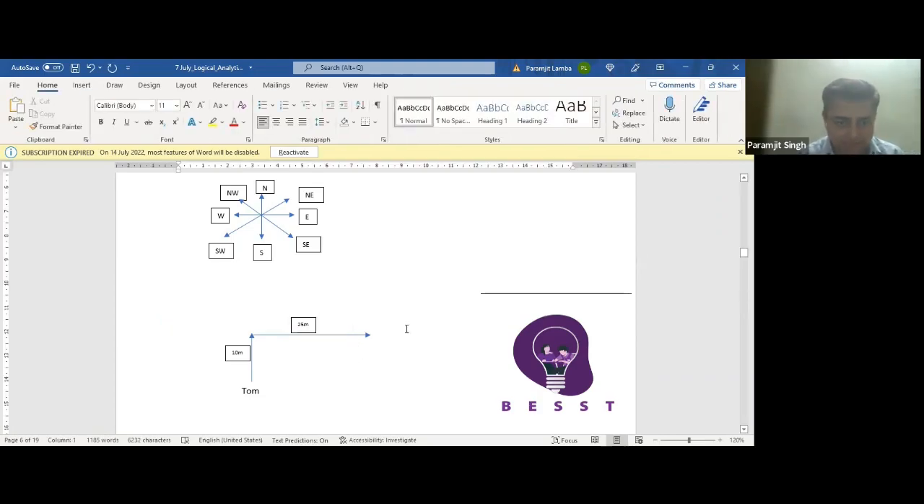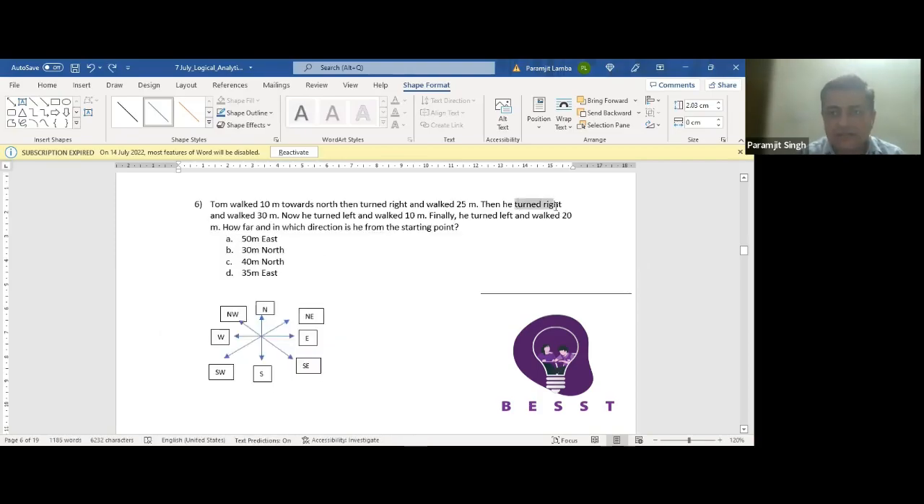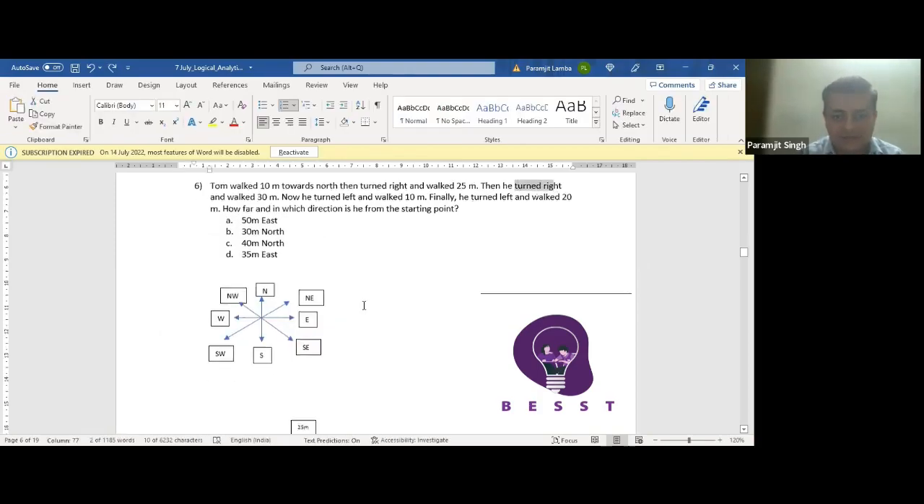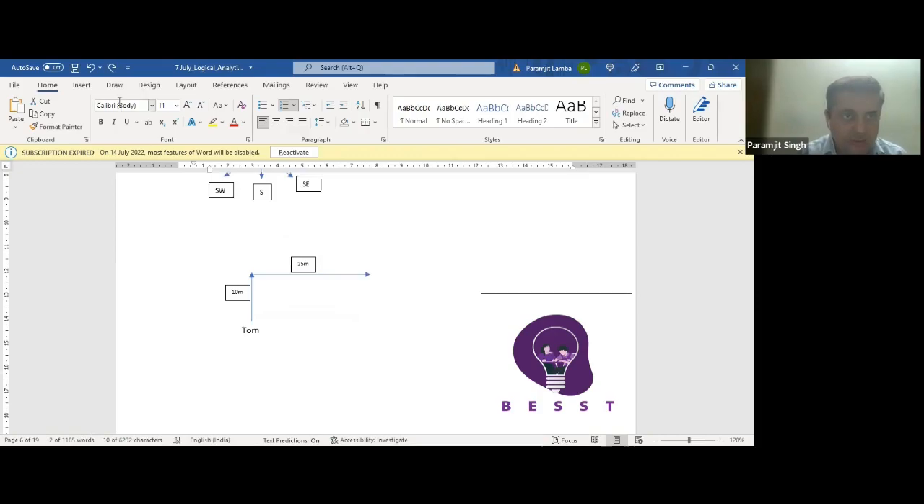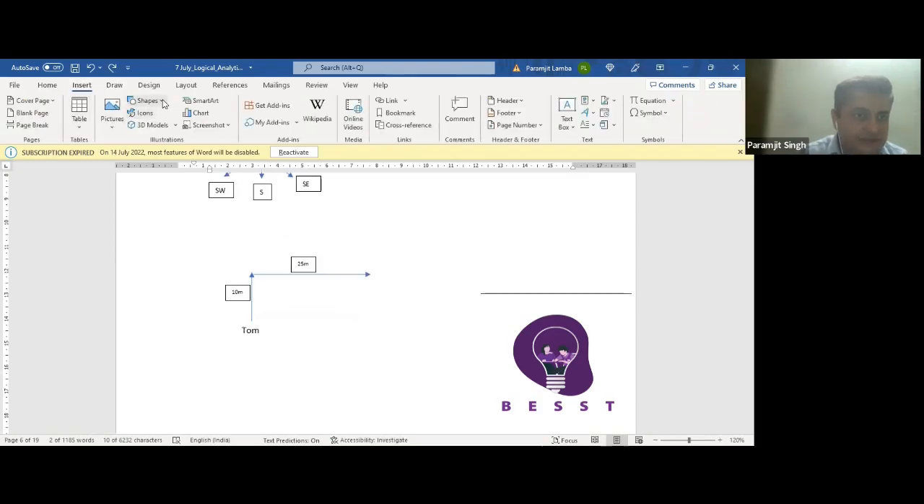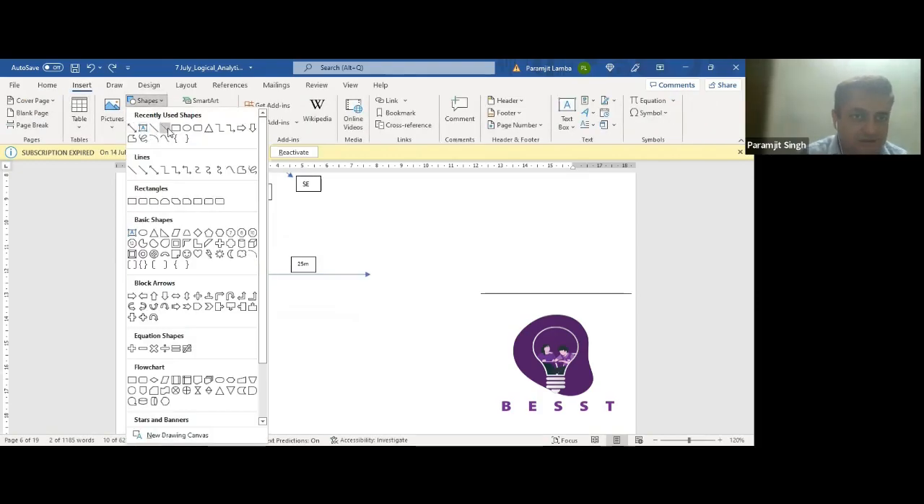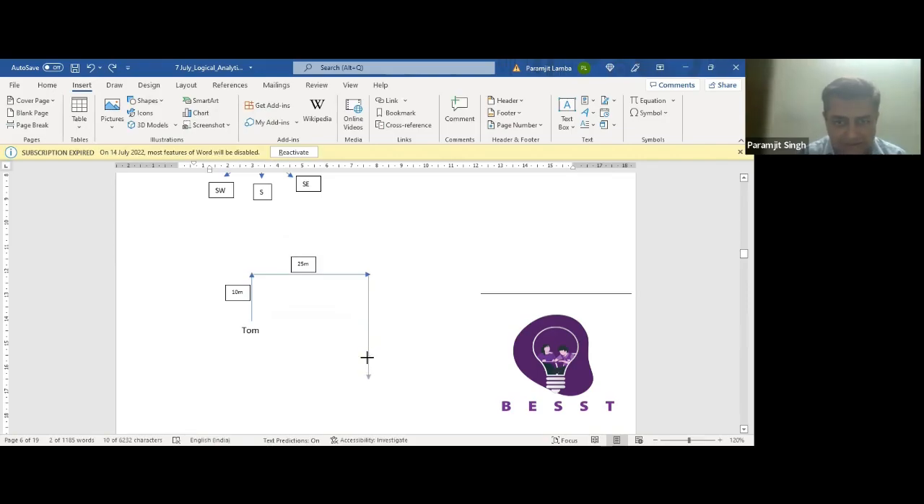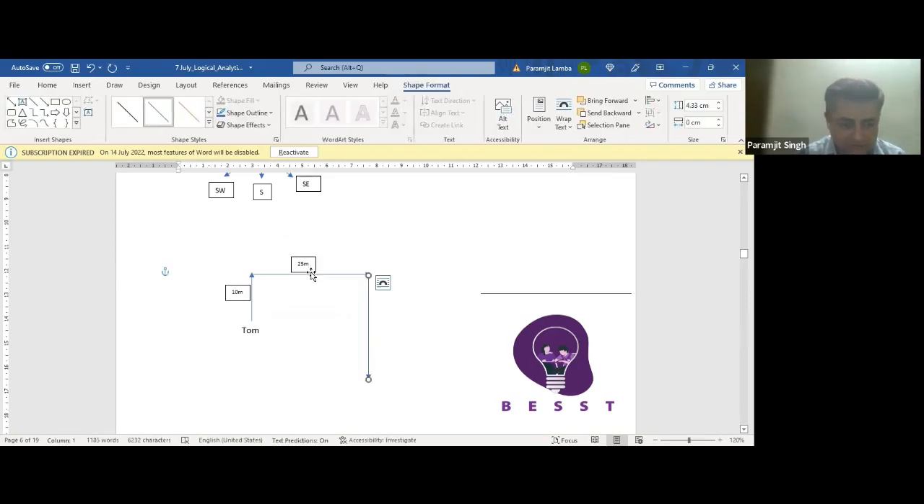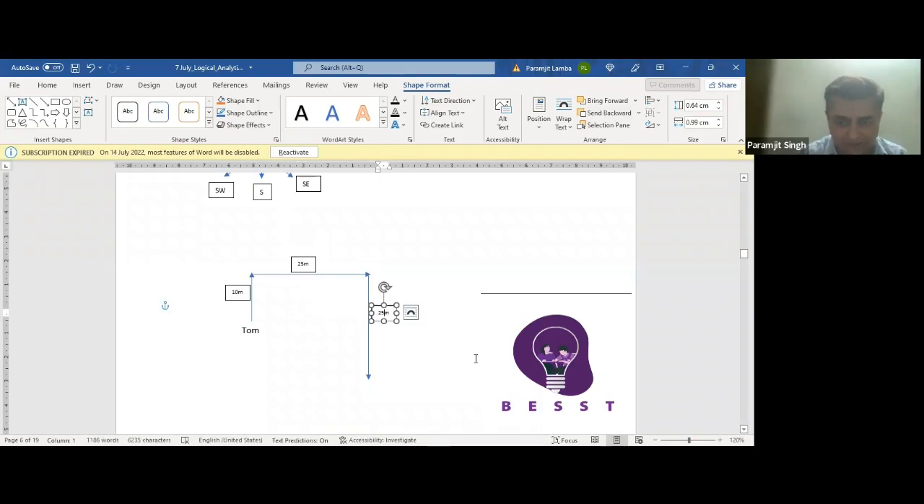Now, what does he do next? Then he turned right again and walked 30 meters. Why is this person walking left and right? Why can't he walk straight and save us all the trouble? He turned right and walked 30 meters. Here he is walking 30 meters.